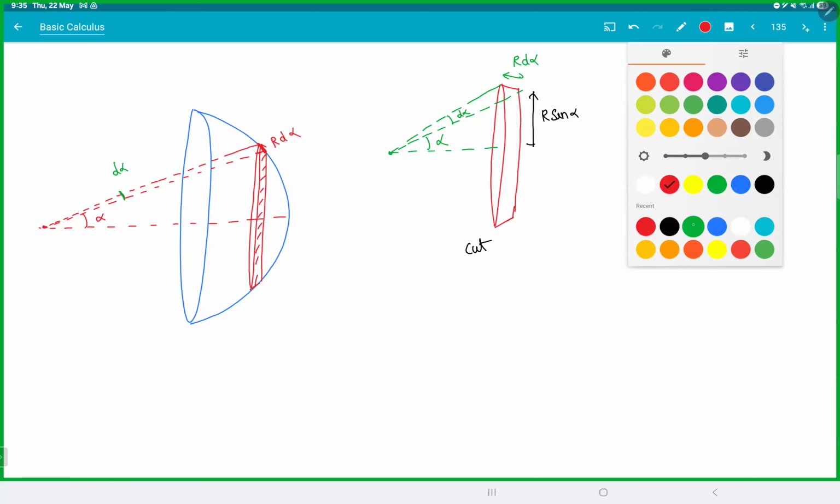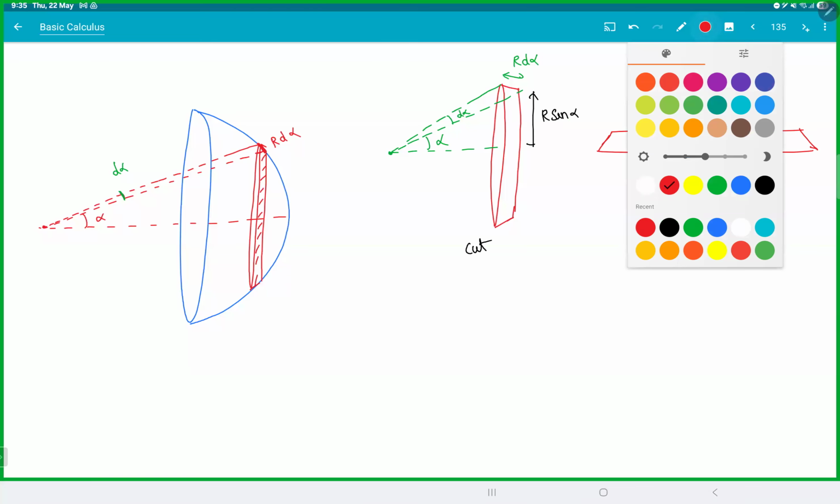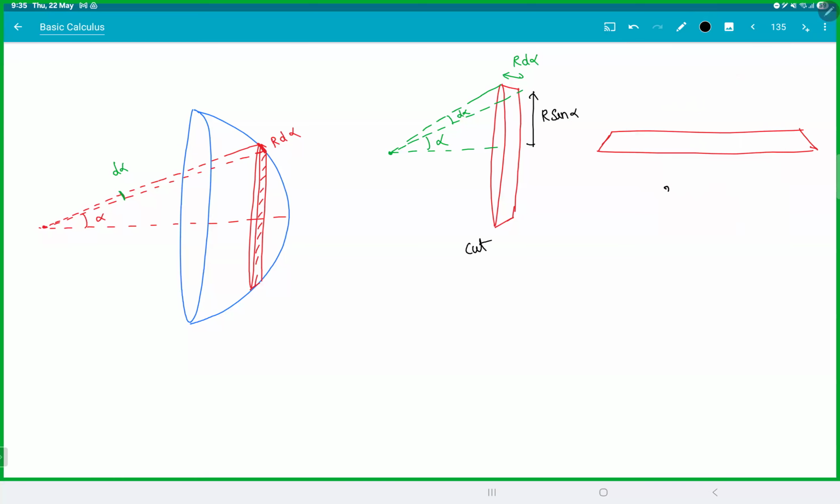If you cut this and open this, you will get a rectangle whose circumference will be 2 pi r sine alpha. That will become the length. And this thickness will become r d alpha. This is important, right? How you got an element.